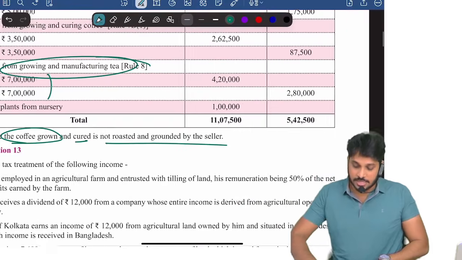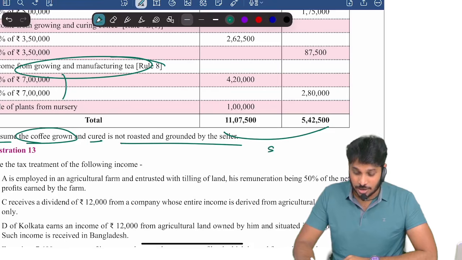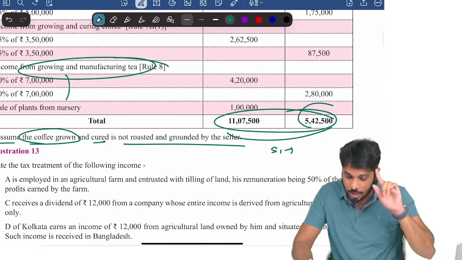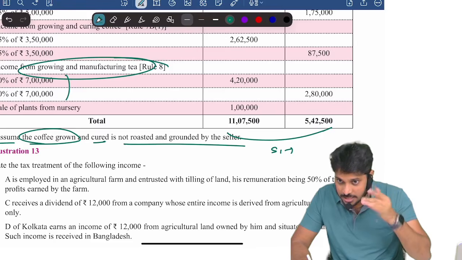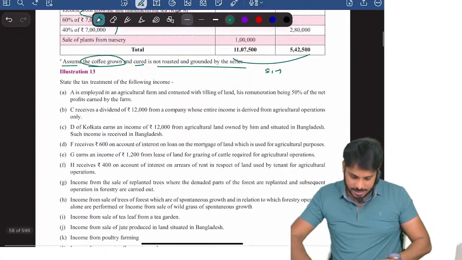Now sometimes in exam, they will ask you tax amount also. Then aggregation concept. Step 1, both you consider and calculate tax. Step 2, non-agriculture income plus basic exemption limit, calculate the tax. Step 3, step 1 minus step 2, final basic tax. That's it. Able to understand? Next, illustration 13.